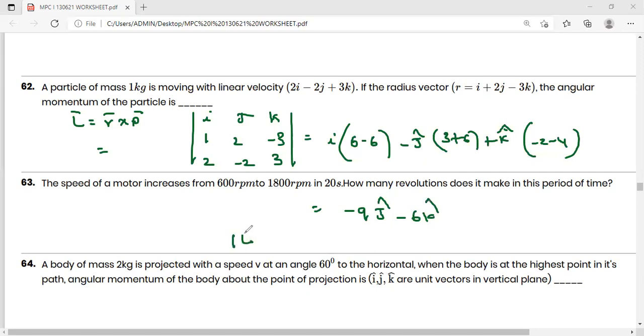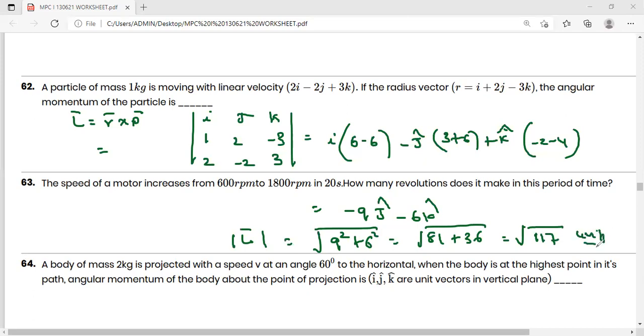If you want to calculate the magnitude of L bar, that is root over 9 square plus 6 square. 9 square will be 81 plus 6 square will be 36. Totally it will be root over 117. Root over 117 units. Okay, that is the answer for angular momentum for the given question.